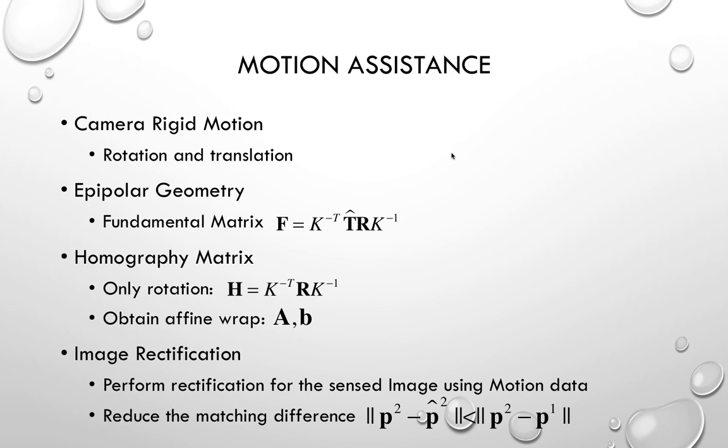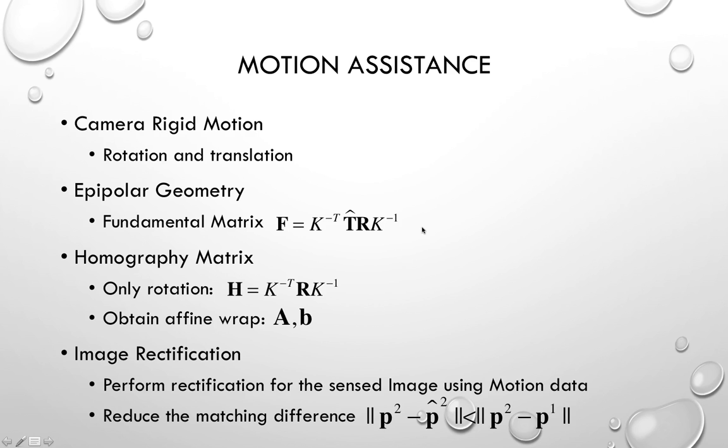After the image matching process, we can utilize motion assistance for the image matching. We know that our camera's rigid motion can be divided into rotation and translation. So we can utilize the epipolar geometry and estimate the fundamental matrix by using the intrinsic matrix of the camera, the translation matrix, and the rotation matrix, and show these equations.